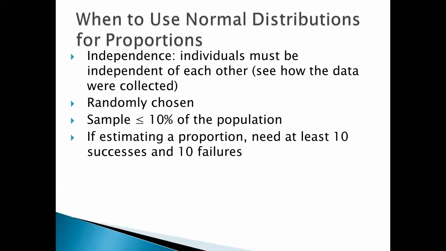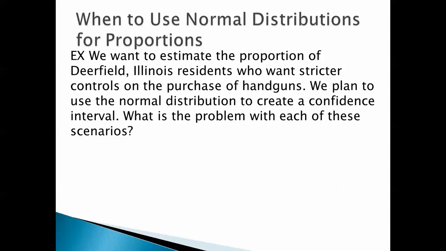These are some conditions. First, independence. The individuals in the survey must be independent of each other. You have to see how the data were collected. Individuals have to be randomly chosen. The sample has to be less than or equal to 10% of the population, and if estimating a proportion, you need at least 10 successes and 10 failures. Let's look at these one by one.